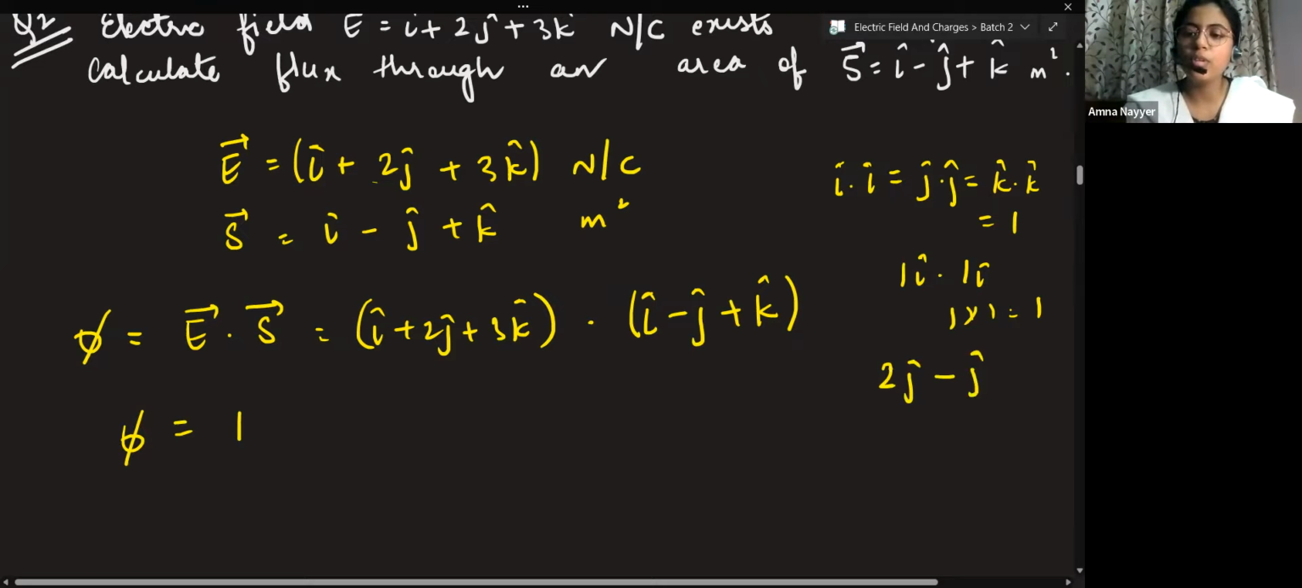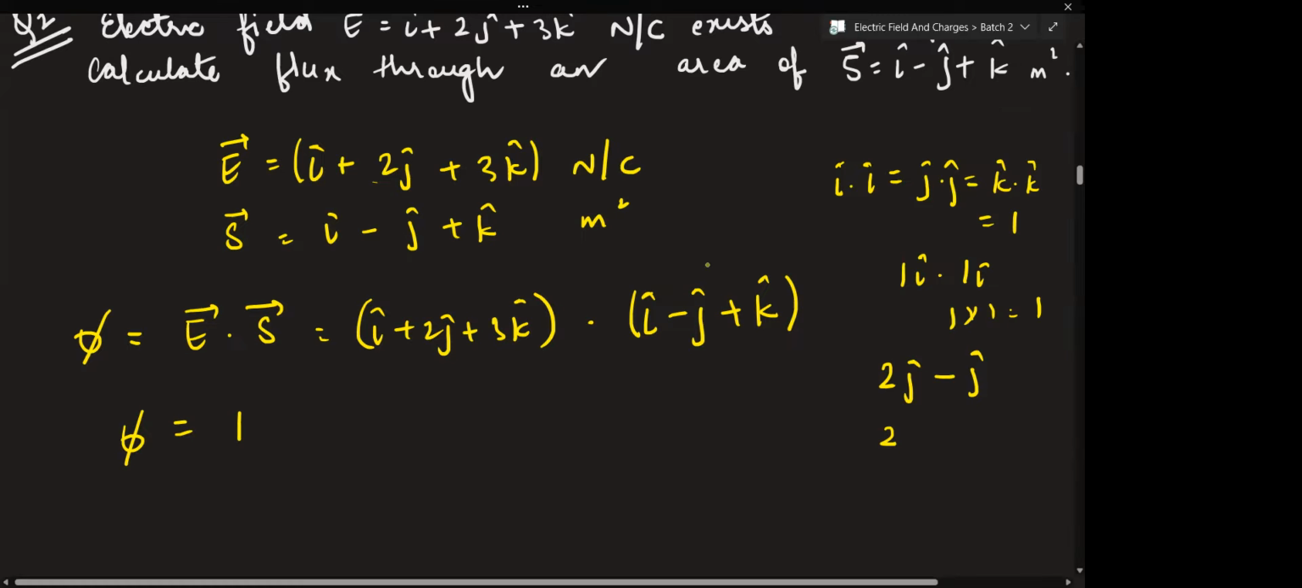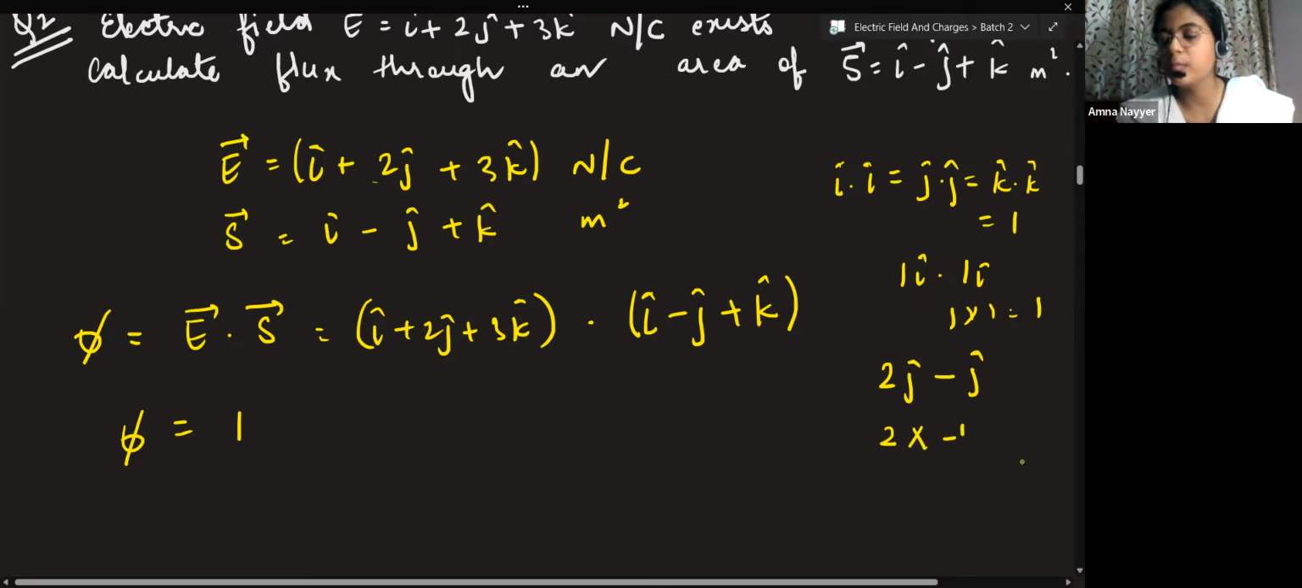So what do we do? We take the coefficient of i cap, so this will be 2. We take the coefficient of j cap. What is the coefficient of j cap over here? Minus 1. Yes, it is minus 1. So you multiply 2 with minus 1. What do you get? Minus 2. And then j cap dot j cap will give you 1 only. So you have minus 2 left.